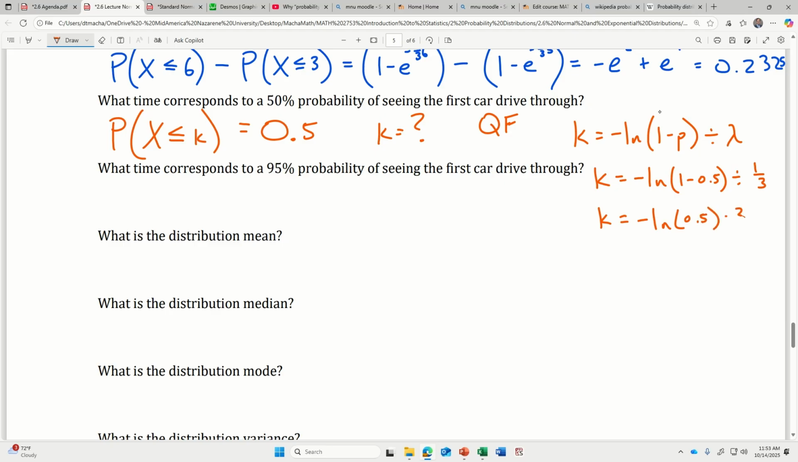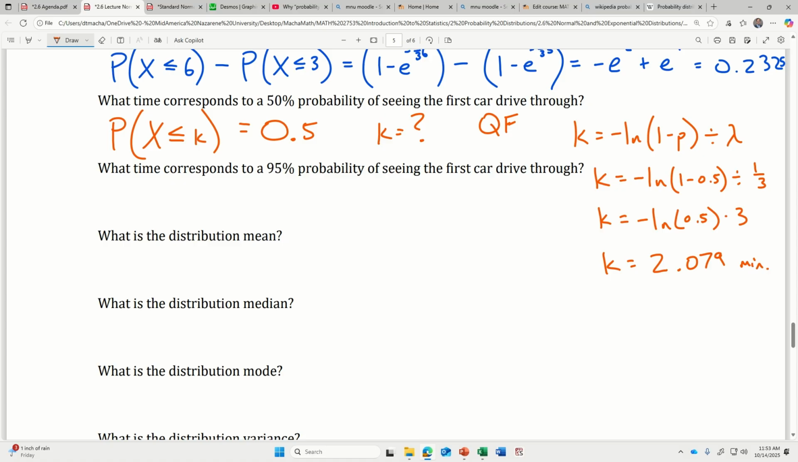Dividing is the same thing as multiplying by the reciprocal. And so I could do this, minus natural log of 0.5 times 3. 2.079 minutes. So in other words, there's a probability of 50% that I'm going to see the first car drive through in the first 2.079 minutes.